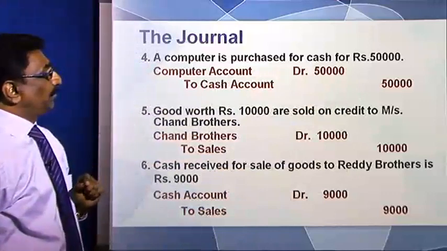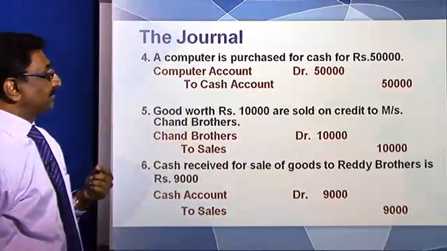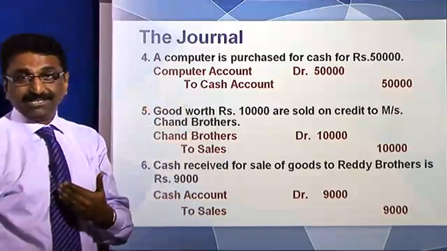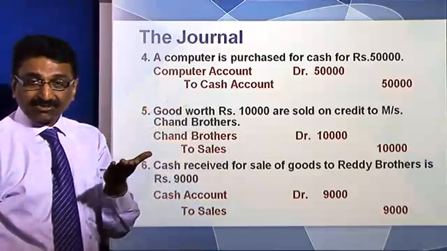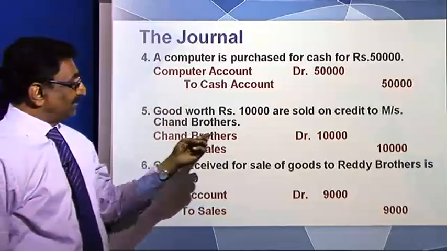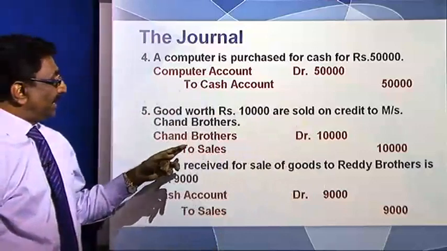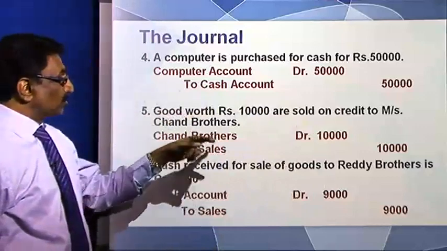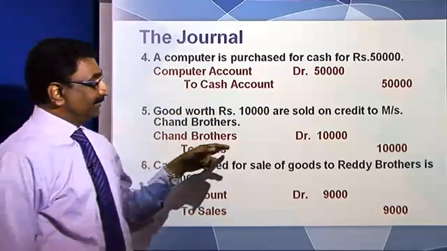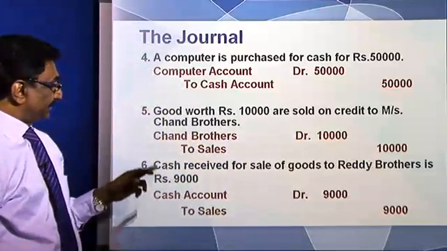Goods worth rupees 10,000 were sold on credit. Now this is sales to Messrs Chand Brothers. So Chand Brothers you have sold to, he is a customer of yours, he has not paid you yet, so he becomes a debtor. So there is an increase in the debtor, which is an asset account. So Chand Brothers you debit, saying that he has to pay you 10,000 rupees, and what you have done? You have actually sold. So sales, and again an increase. It is an income. Income increase means a credit to that account.